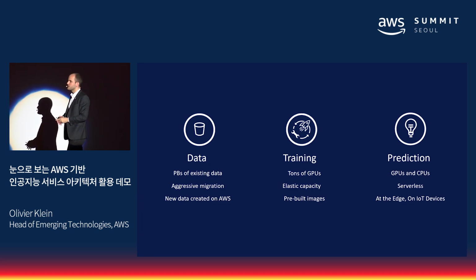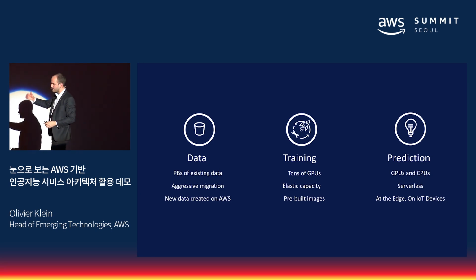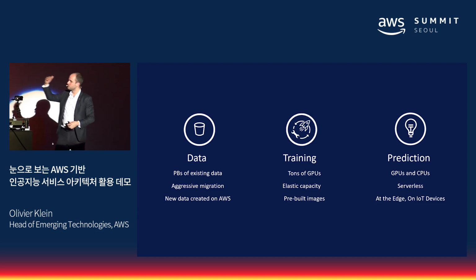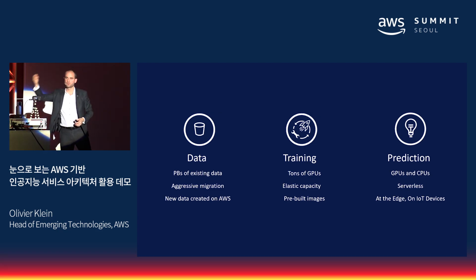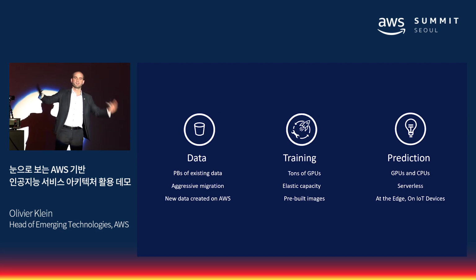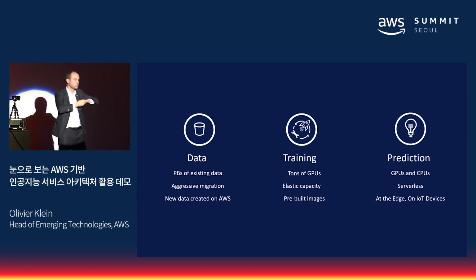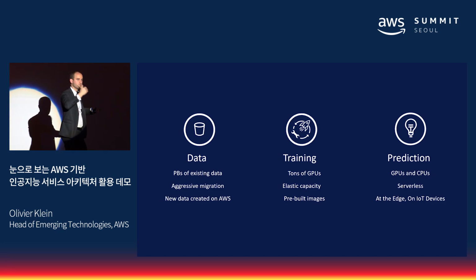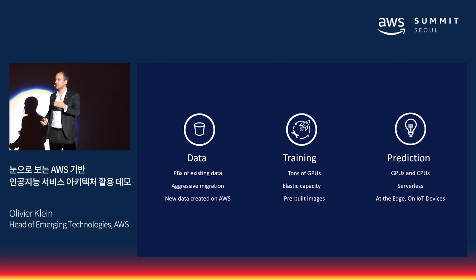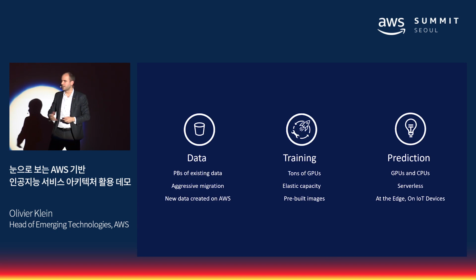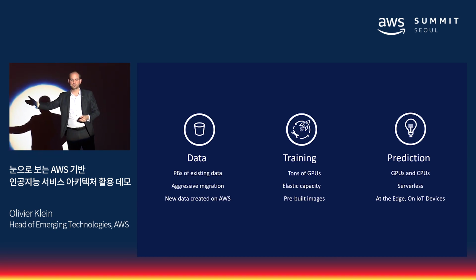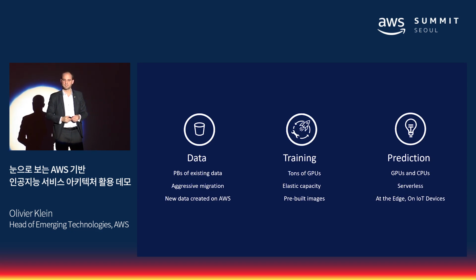And lastly, when we want to make predictions, think about when do I run the prediction at the edge? When do I run it in the cloud? It's generally a combination of both. Think about, do I use GPUs, CPUs? Do I do complete serverless predictions? And when do I run it at the edge? And if I do run it at the edge, how can I use Greengrass, for example?